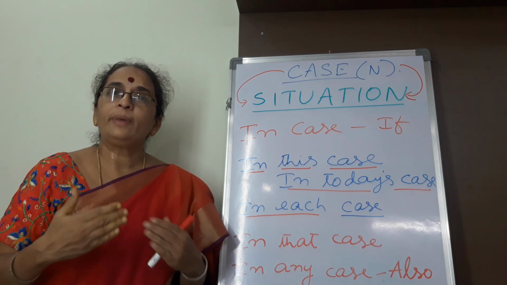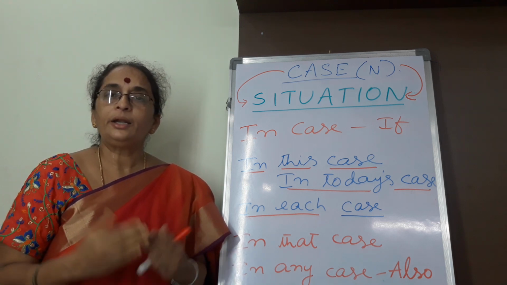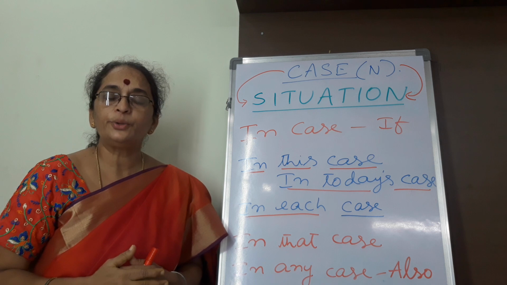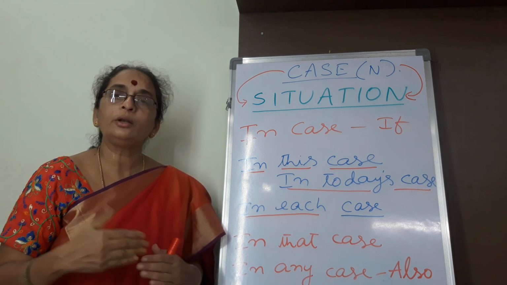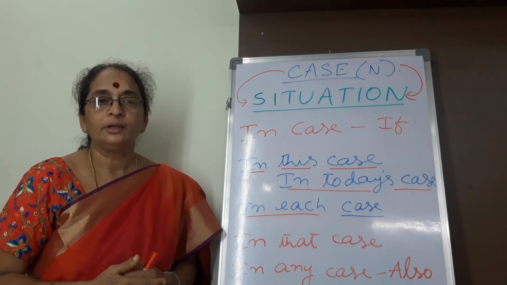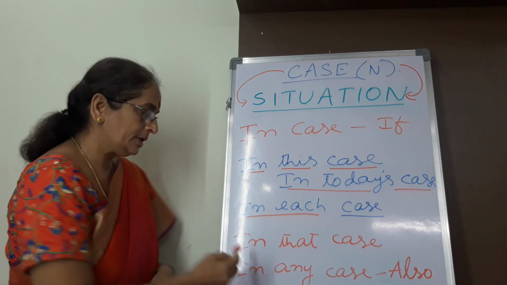I want to have money to buy something today, but I don't have sufficient money to buy that today. In that case, I'll postpone my expenses to tomorrow or next week. Okay. Now coming to another example.